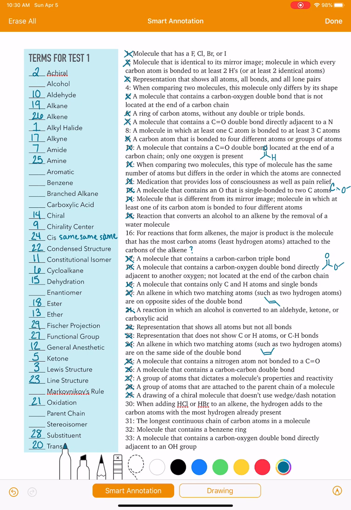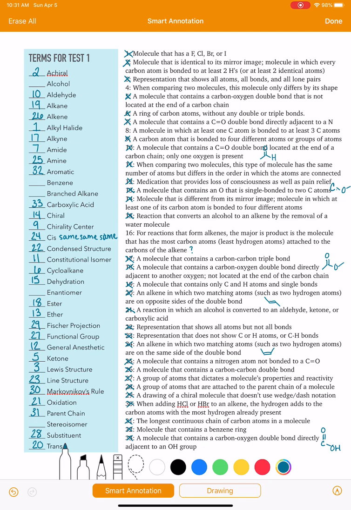30, when adding HCl or HBr to an alkene, the hydrogen adds to the carbon atoms with the most hydrogens already present. That's Markovnikov's rule. Same for when we're adding water, H2O. 31, the longest continuous chain of carbon atoms, that's our parent chain. 32, a molecule that contains a benzene ring, that would be aromatic. 32 is aromatic. 33, a molecule that contains a carbon-oxygen double bond directly adjacent to an OH group. That's the carboxylic acid functional group.